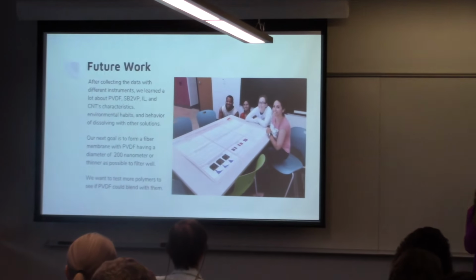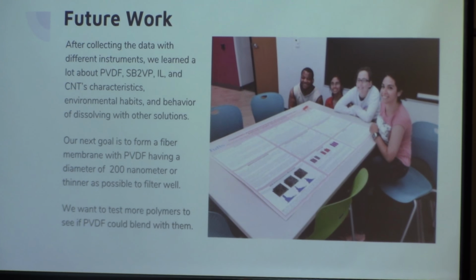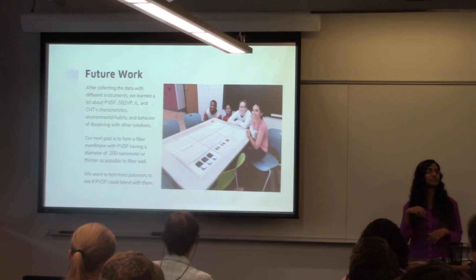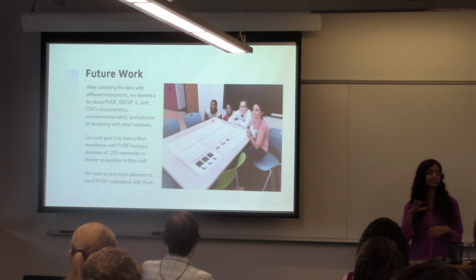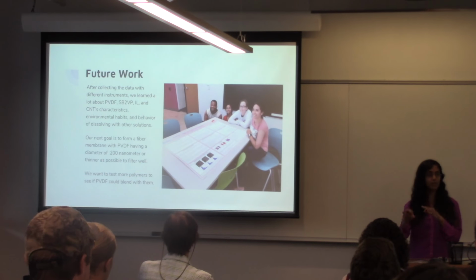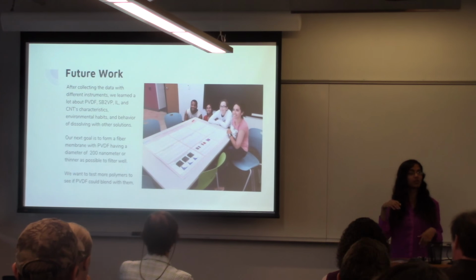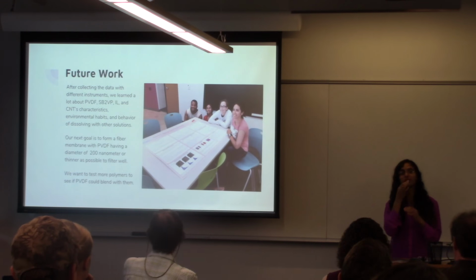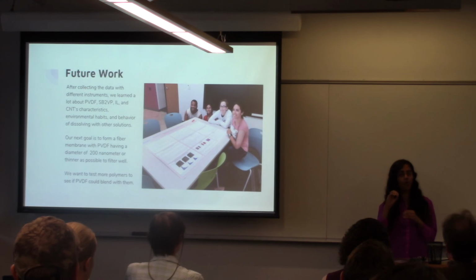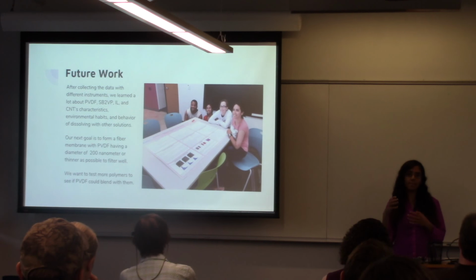Looking at recommendations for future work, we collected our data with the various instruments. We learned very much about PVDF, sp2bp, the ionic liquid, and the carbon nanotubes and their characteristics, the environmental behavior of dissolving with other solutions. So our next goal would be to form a fiber membrane with PVDF having a diameter of 200 nanometers or thinner, as much as possible, to be good for filtration. We want to test more polymers to see if PVDF would blend with them as well.